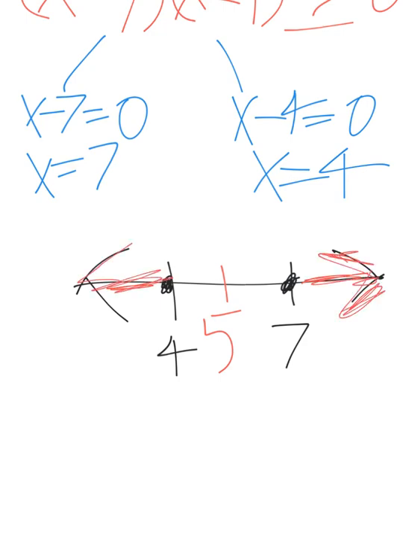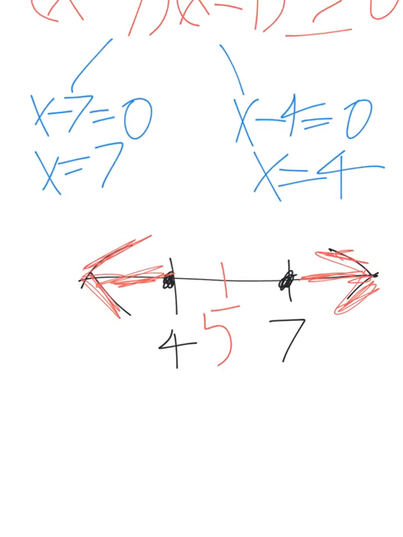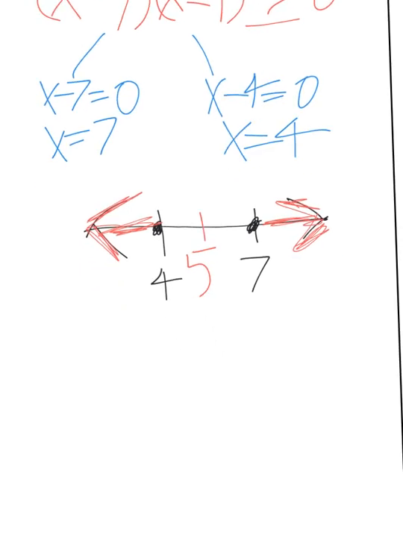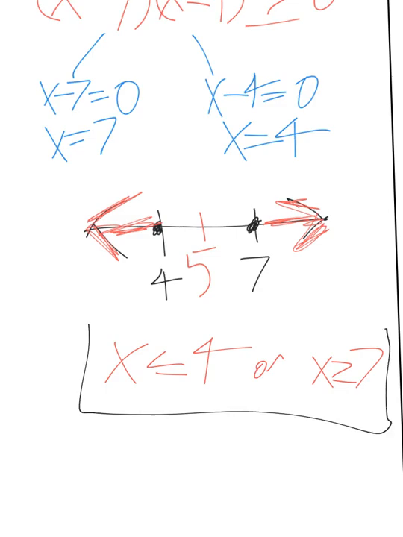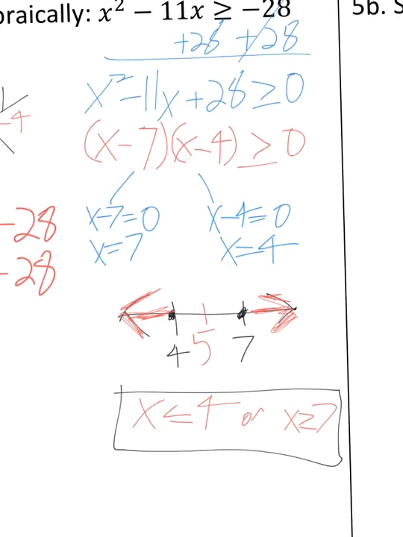If you're shading on the ends, that tells you that you're going to have an or statement. x is less than or equal to 4, or x is greater than or equal to 7. And if you get confused, the shading points to which way the inequality sign is pointing. It's shading to the left of 4, so the inequality sign points left. It's going to the right of 7, so the inequality sign points right. So that's how you get the final answer for a problem like that, okay?